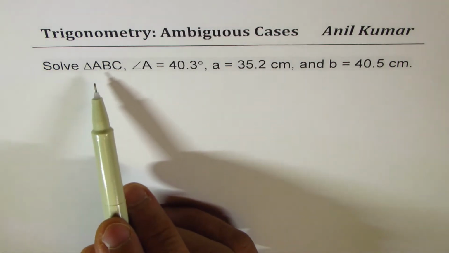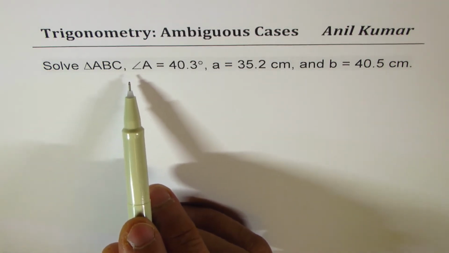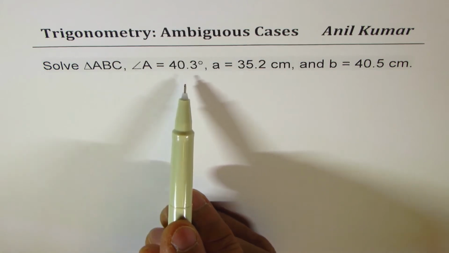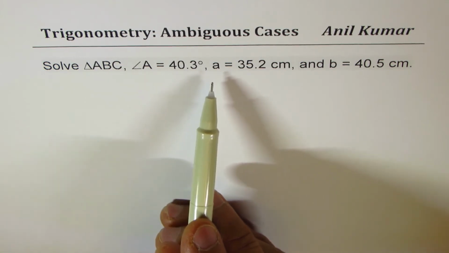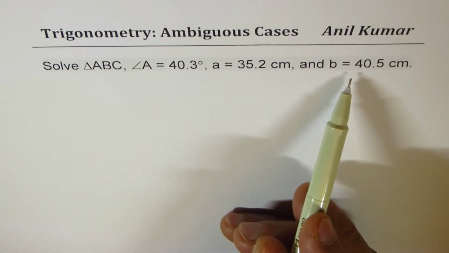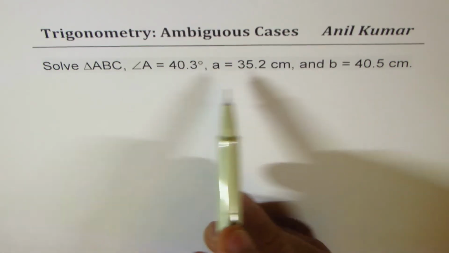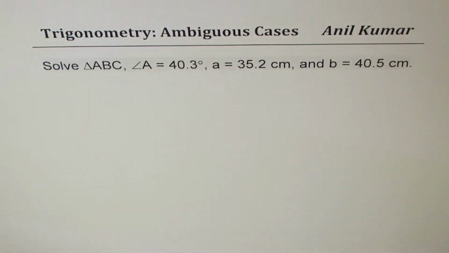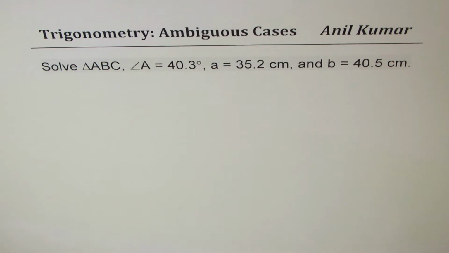You need to solve the triangle ABC where angle A is 40.3 degrees, side length a is 35.2 centimeters, and b is 40.5 centimeters. So when we are given all the dimensions in tenth place, we expect the answer also in tenth place, right? So you can actually pause the video, answer these questions, and then look into my suggestions.